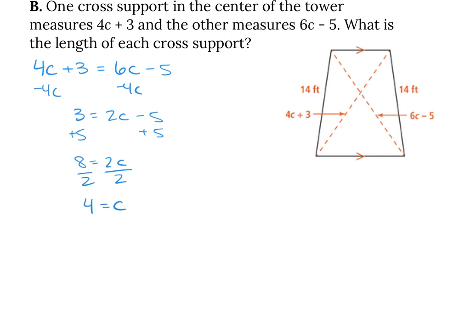But I don't want to know what C is. I want to find the length of each of the cross supports. So now I'm going to plug that in. So 4 times C, which is 4, plus 3. So I would get 19 for one of my diagonals. My other diagonal is congruent, so it should also be 19. I'm going to plug it in to double check. So 6 times C, which is 4, minus 5. I would also get 19.